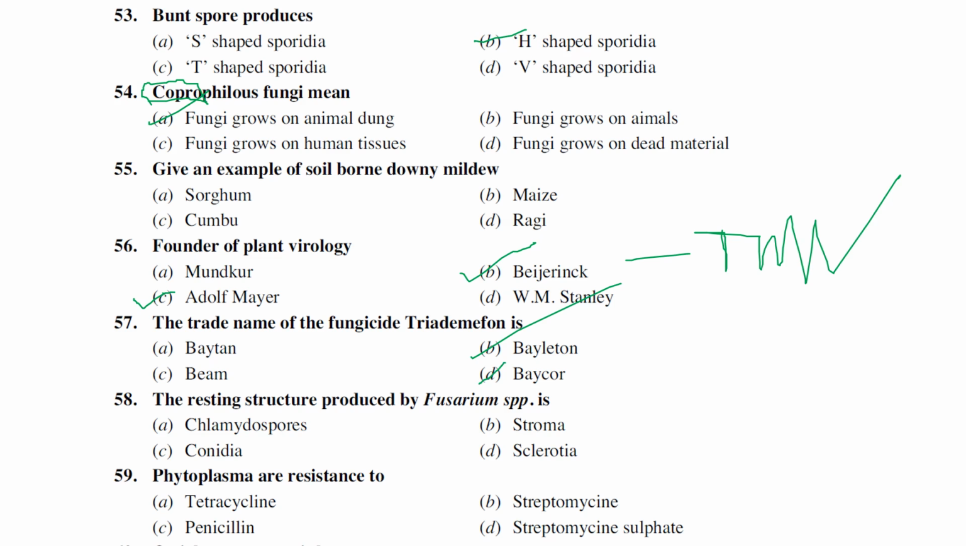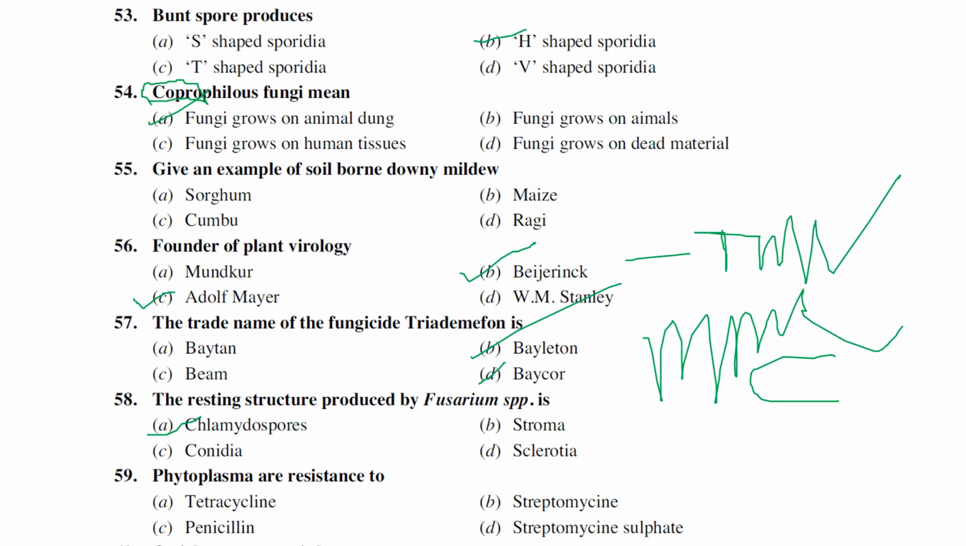The next one is the resting spore produced by Fusarium species. I think a couple of slides before we discussed that Fusarium produces three kinds of spores: microconidia, macroconidia, and chlamydospore. These are all the three kinds of spores produced by Fusarium species. So here the options are conidia, sclerotia, stroma, and chlamydospores. Of course, chlamydospores. And the next one is conidia. Of course, it also produces conidia, that is microconidia and macroconidia, but they have not mentioned micro and macro. So I'll go with chlamydospore.